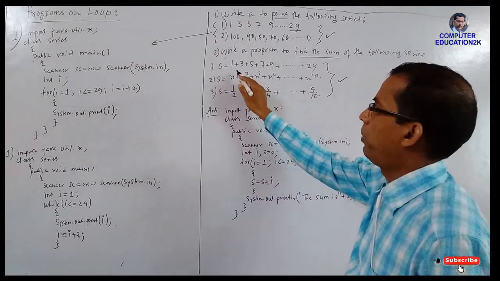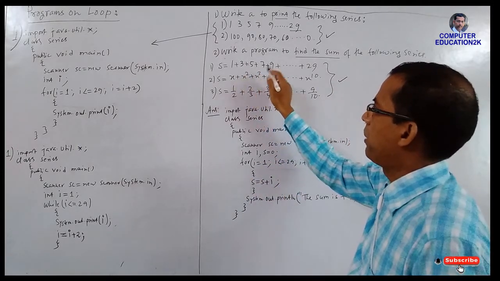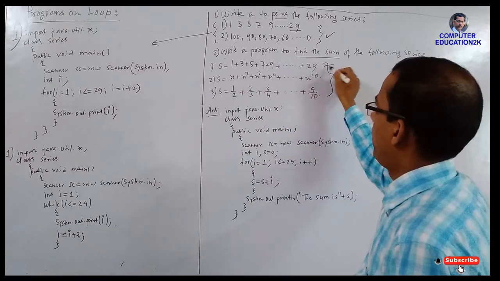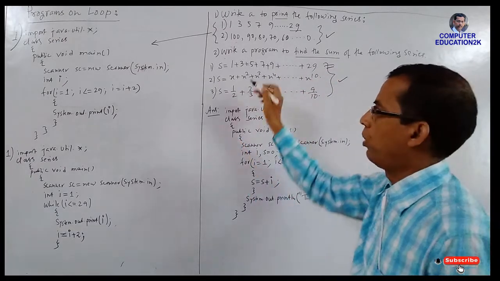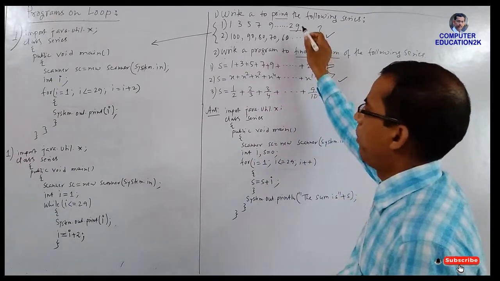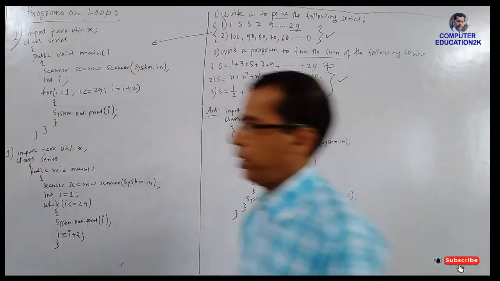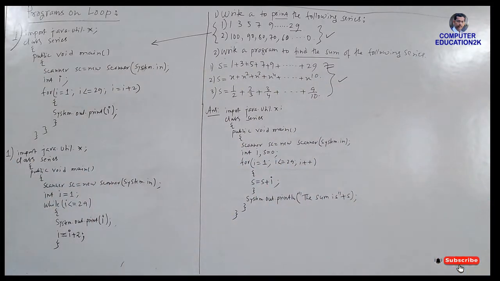Meaning 1 plus 3 plus 5 plus 7 plus 9 up to 29. The value will be whatever value, that value will be printed. So there we will print the sum of the series, but here we will print the series itself. Okay.